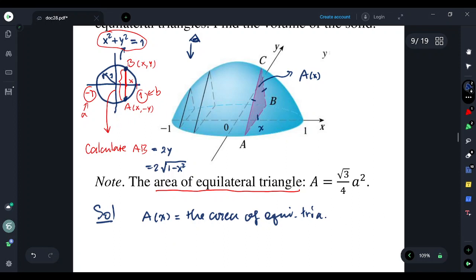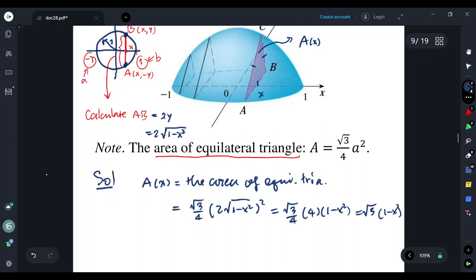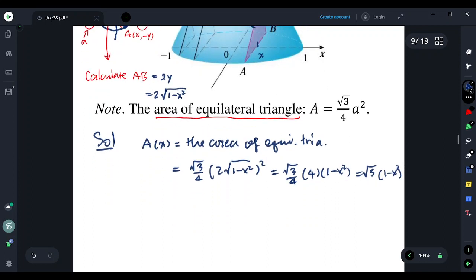So we now know the side length AB, so the area is square root 3 over 4 multiplied by 2 square root of 1 minus x squared, squared, and this is just square root 3 over 4 multiplied by 4 and multiplied by 1 minus x squared, so it is square root 3 times 1 minus x squared. Okay, so now we know the cross-section area.